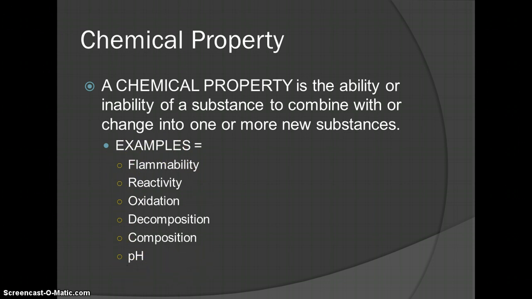So for example, flammability, that means it has the ability to burn. And if you burn a piece of paper, it's now irrevocably changed. That piece of paper will no longer be a piece of paper. Ash and some gas. Oxidation, decomposition, composition, pH, all these things are examples of chemical properties. Another one that you would think of would be oxidation, for example rusting. So a car rusting, or the ability to rust. Those are all chemical properties.